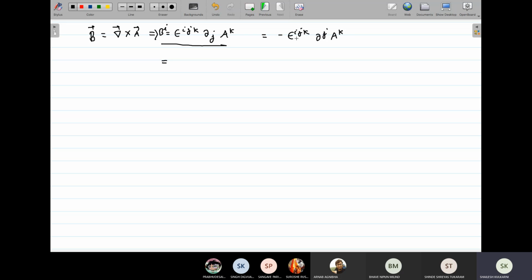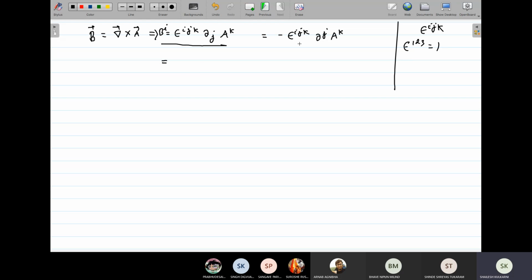Epsilon ijk is not part of any 4-tensor; we will do that later, but as it stands, it is just a symbol. Remember how it is defined. Epsilon 1, 2, 3 is equal to 1 for any even permutation of 1, 2, 3, and minus 1 for an odd permutation, and 0 otherwise.